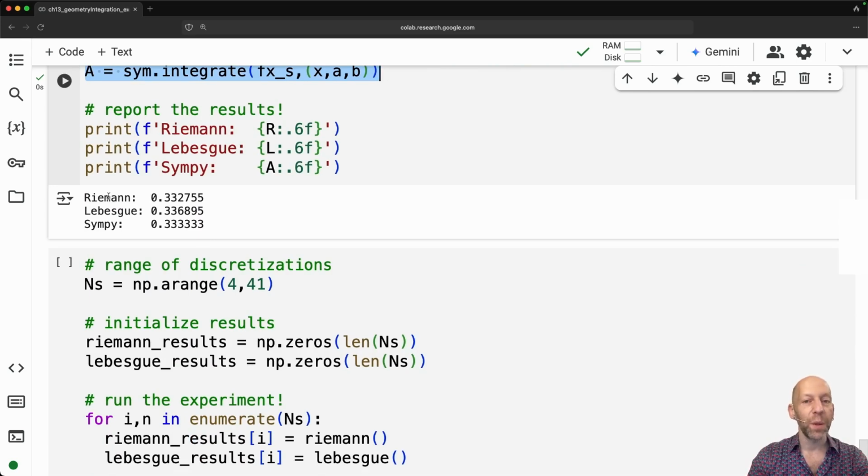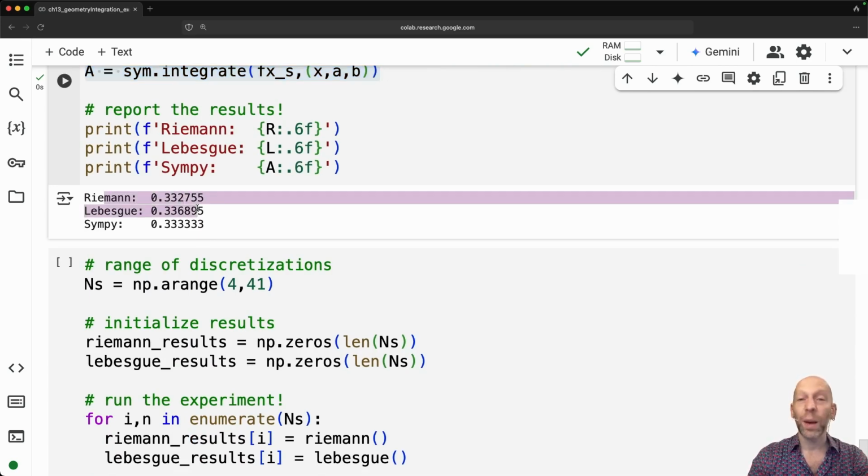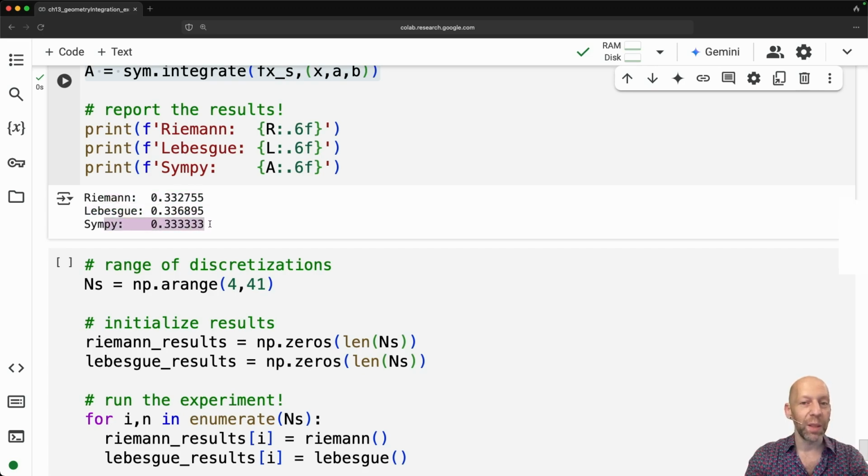So here we see both Riemann and Lebesgue are quite accurate relative to SymPy. They both start off as 0.33. And then it looks like the Riemann sum is a little bit closer to the exact result. But this is a pretty small difference that we're talking about here.